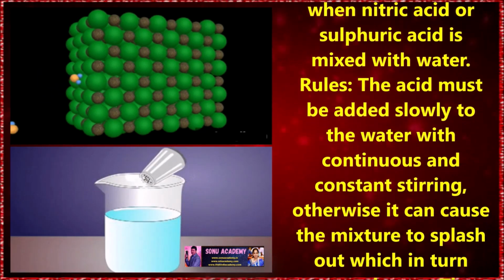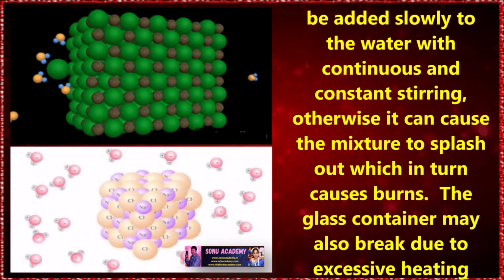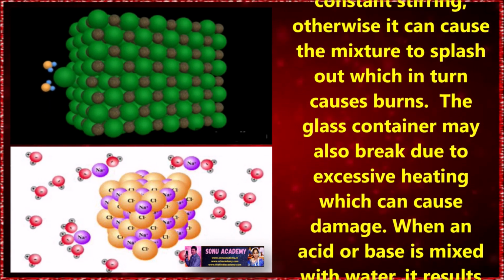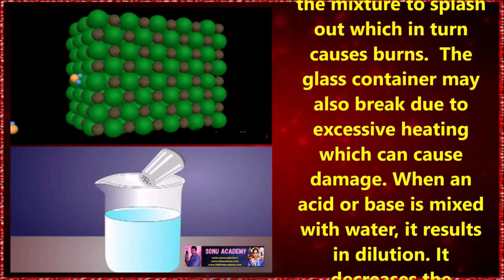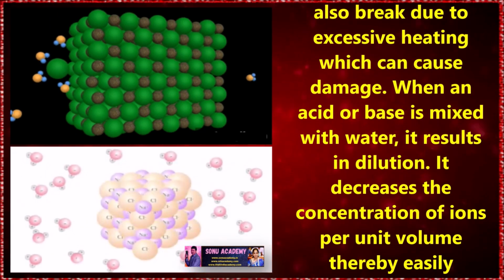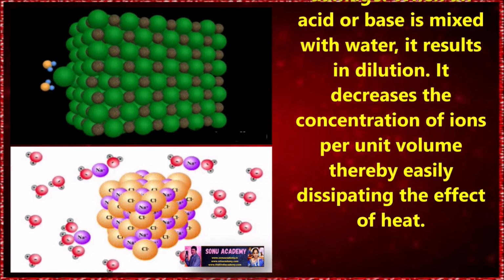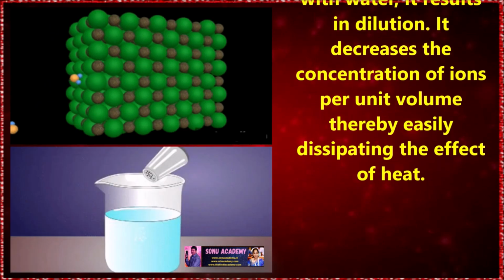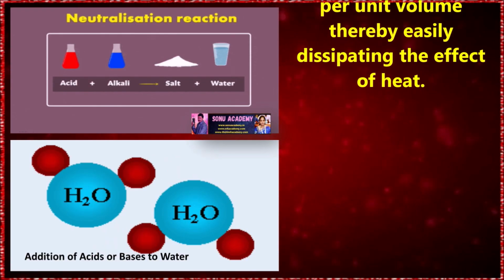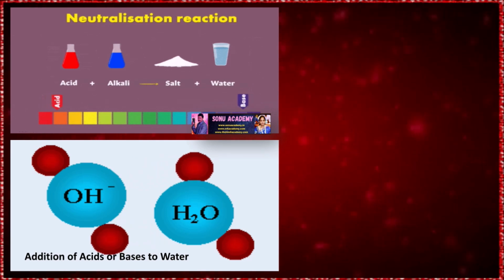Rule: the acid must be added slowly to the water with continuous and constant stirring. Otherwise, it can cause the mixture to flush out, which in turn causes burns. Children, the glass container may also break due to excessive heating, which can cause damage. When an acid or a base is mixed with water, it results in dilution. It decreases the concentration of ions per unit volume, thereby easily dissipating the effect of heat.